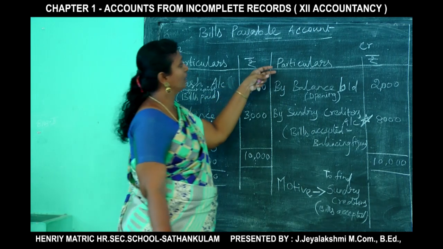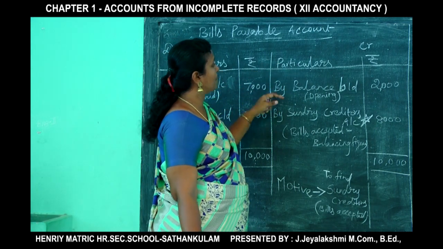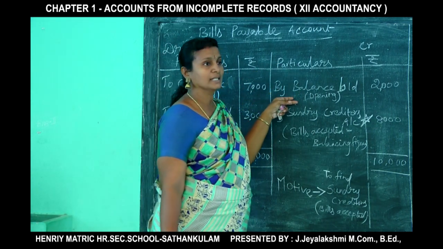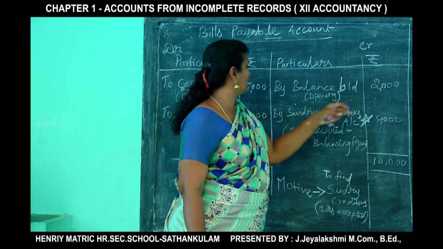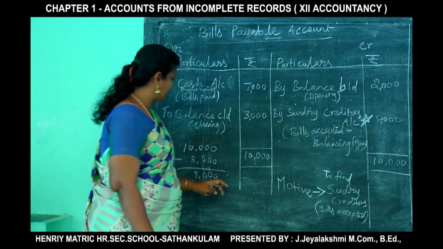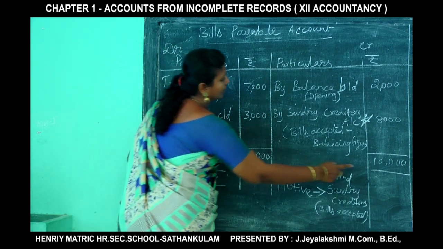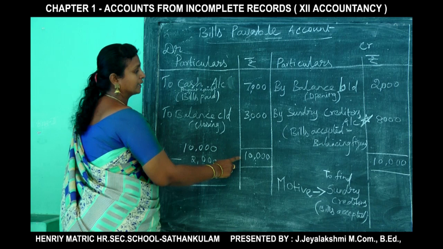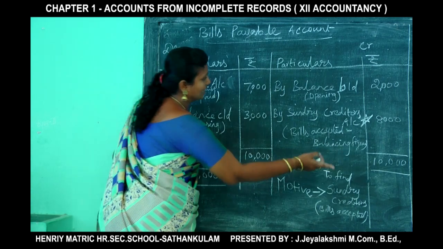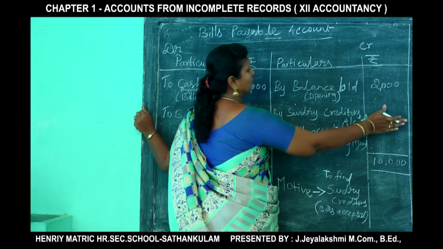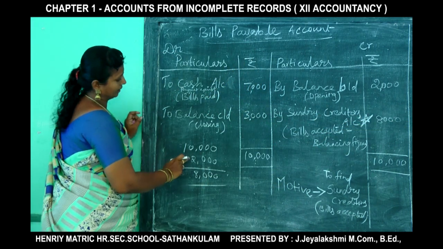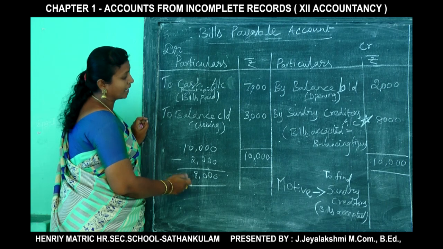Okay. Next we are going to take on the credit side by balance brought down. It is nothing but the opening balance amount, 2,000. Then we have to calculate. See here, the two sides are equal, 10,000 and 10,000. So what is the amount here? Here we have only 2,000. So we deduct it from the 10,000, and we get 8,000.